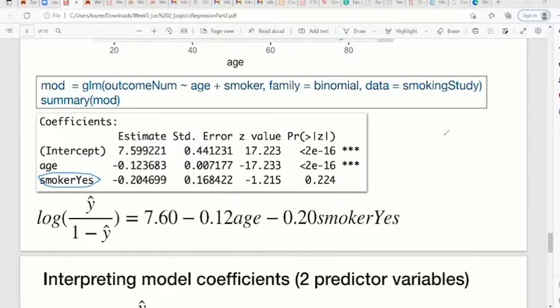If smoker yes, it will be equal to 1. If smoker no, it will be equal to 0. Okay, so which means what you are telling me now is R has automatically coded smoker yes as 1 and smoker no as 0. Is that what you mean? Yeah. Good job.